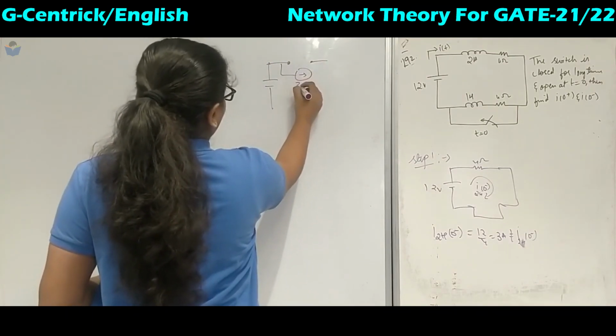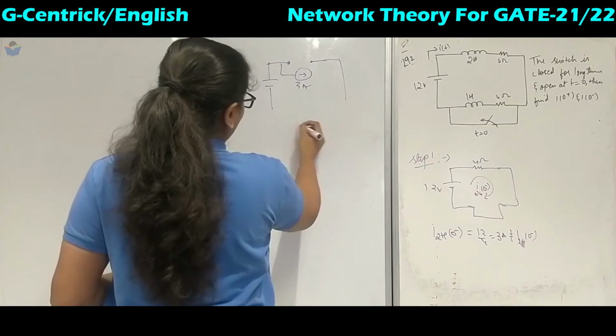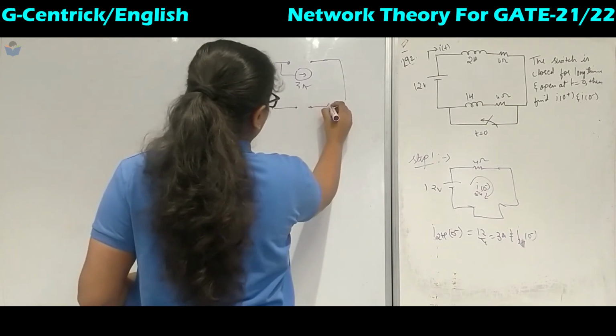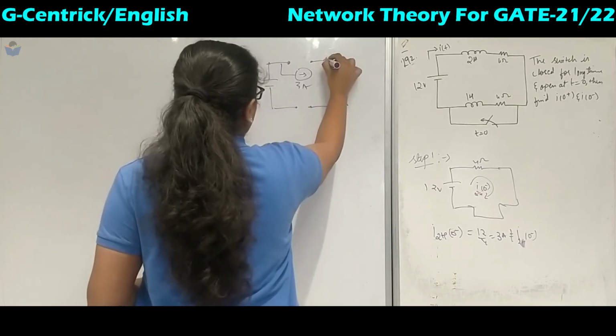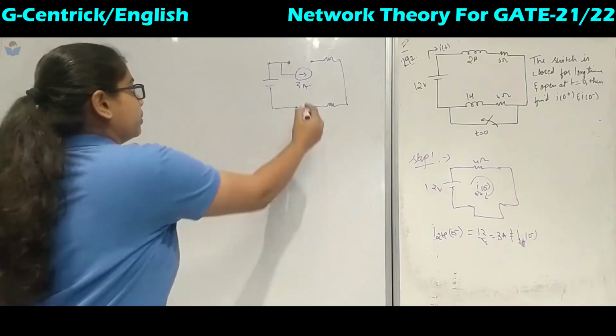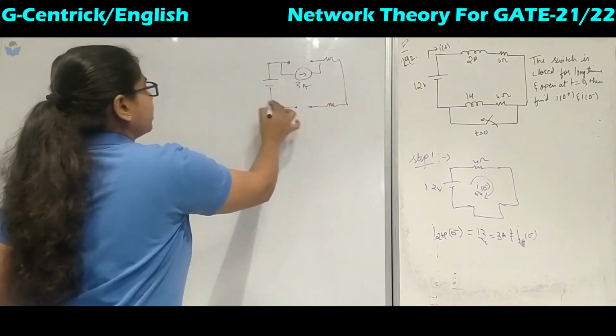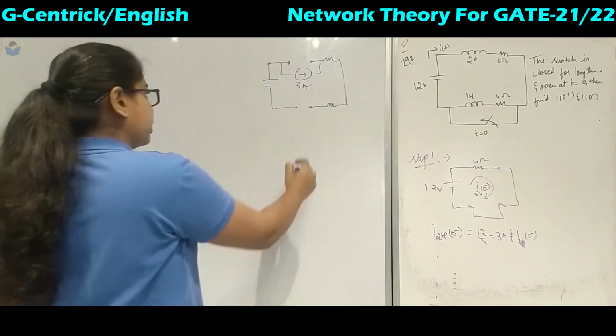Okay, 3 ampere, and this is open. So this will be also open. This is a resistor. Here is one more resistor. Okay, so this is nothing but this 3 ampere will not get the return path. So hence what will happen?